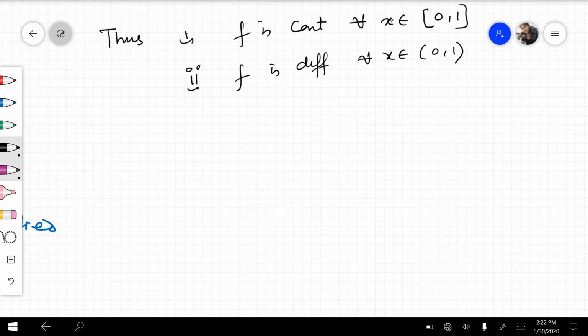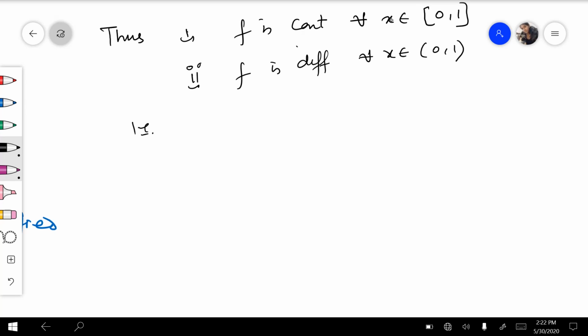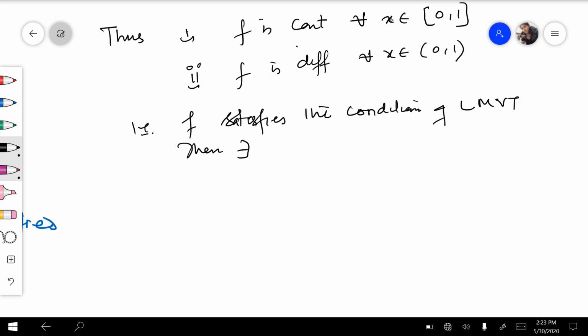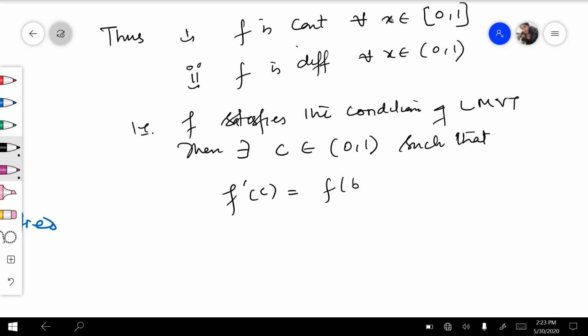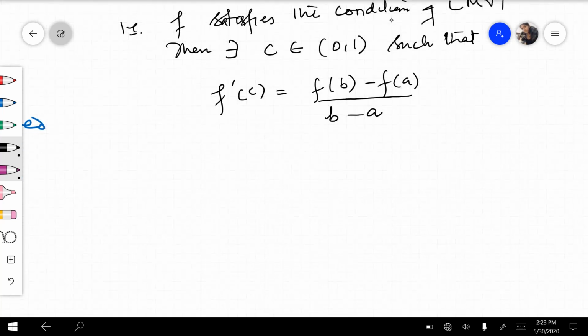Now f is continuous, f is differentiable, that means f is satisfying the conditions of LMVT, then there exists c belongs to open interval 0 1 such that f dash c is equal to f b minus f a upon b minus a.